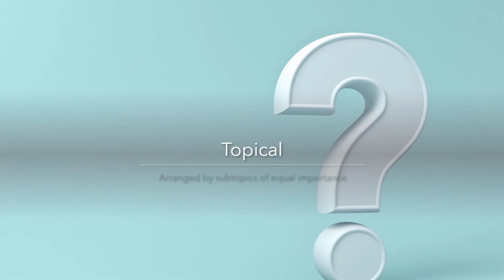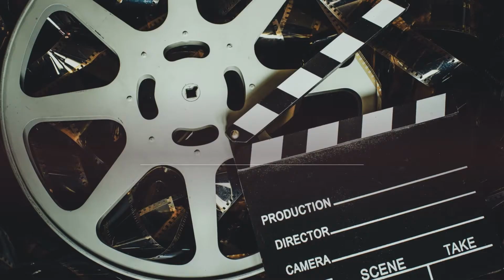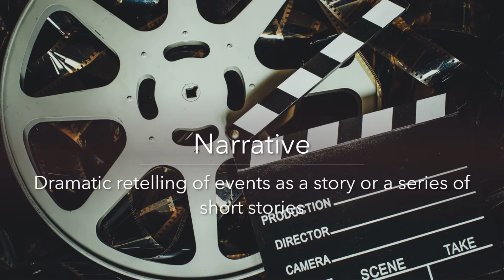Next, we have topical. Topical is arranged by subtopics of equal importance. It explains the elements that make up a topic. So an example, let's say your topic was local public transportation can work for you. You would have topics related to your primary modes of transportation in your area, including, say, the railroad or a trolley or a bus.